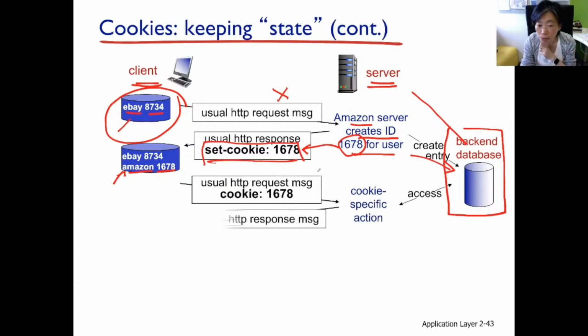For the subsequent visits, subsequent browsing, all the HTTP request messages are going to carry the cookie header line saying, I am user 1678. So here the server, of course, will be generating the web objects, generating the HTTP response message that you're requesting with the request message. But the response message might also contain additional content.